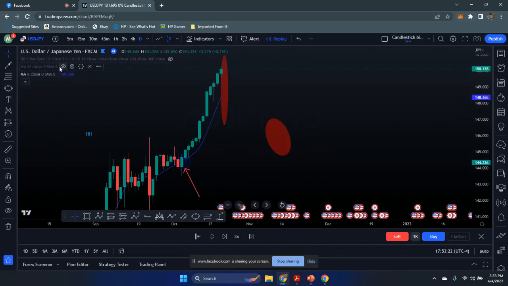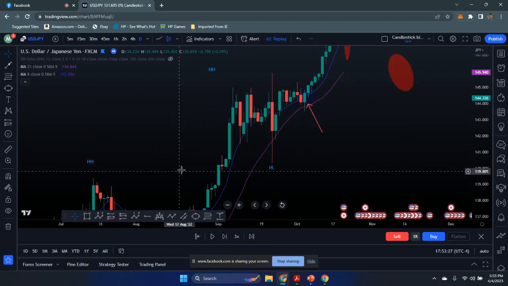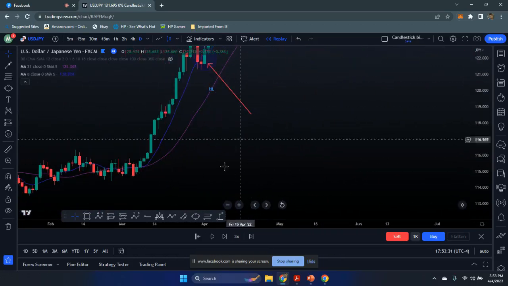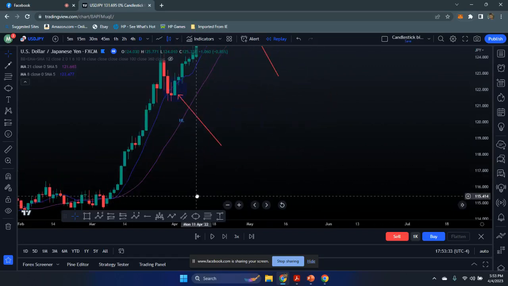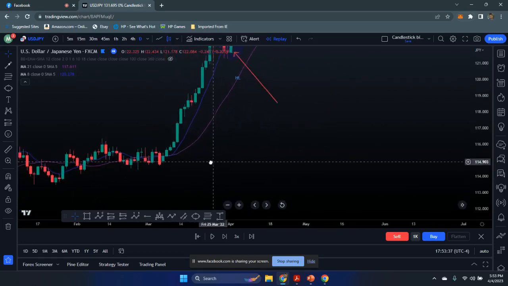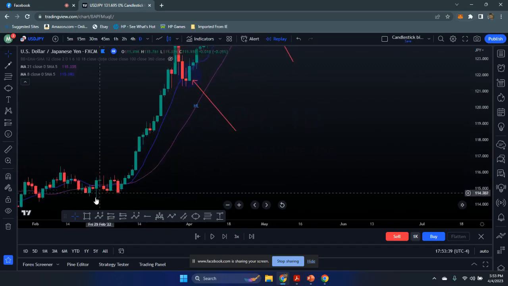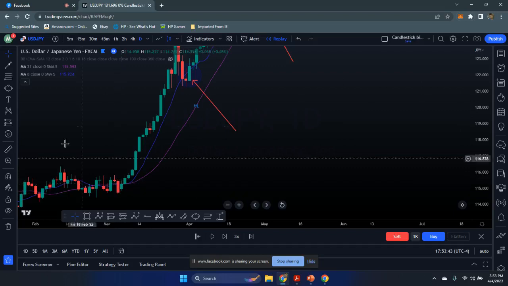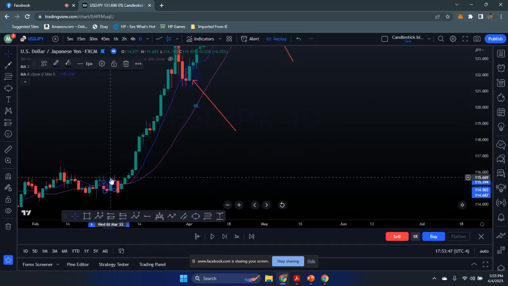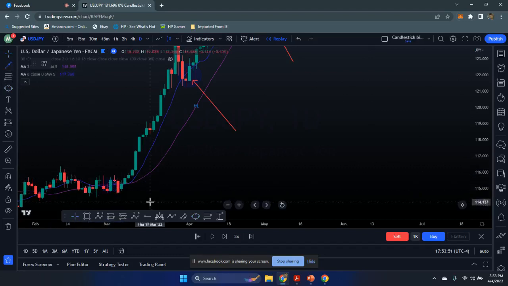Alright, so now let's turn on our 21 moving average and see how that lines up. Really the start of this was like a bullish engulfing, bullish harami. But if you were looking for that bullish engulfing, here you go. This was a great entry point.